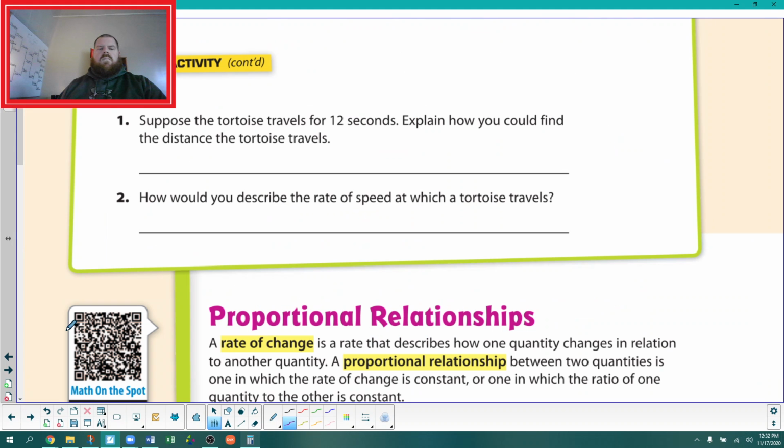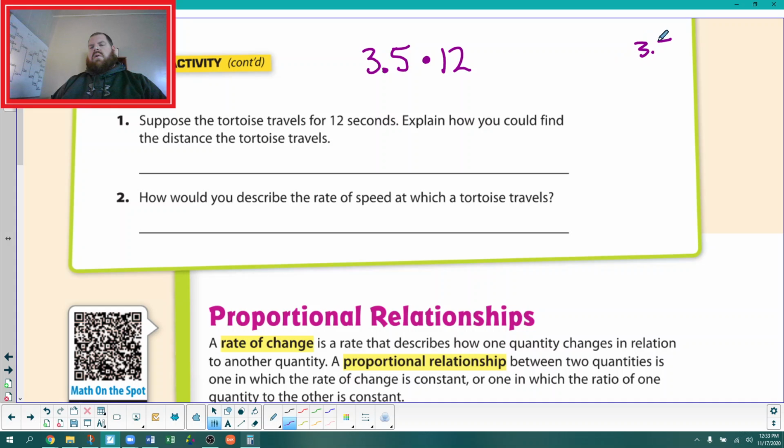Okay. So let's think about this instead. Let's think about the tortoise traveling for 12 seconds. Explain how you could find the distance the tortoise travels. Well, we could either keep adding, right? We could keep adding second after second. Or, there's another way. I know that it travels 3.5 inches every second.